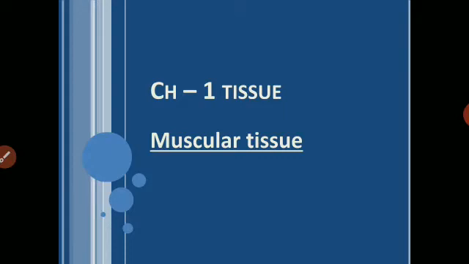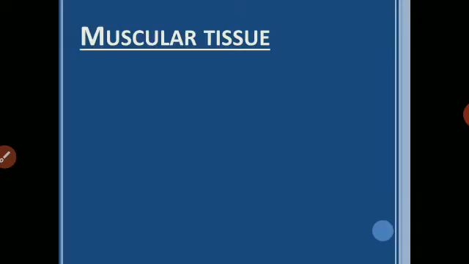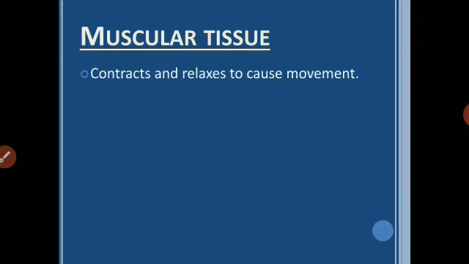We left muscular tissue in last class, isn't it? So today we will continue with muscular tissue. We know that they can contract and relax. That is their special characteristic. I told you in the last lesson. They can contract and relax, and because of that, they cause movement of different body organs, isn't it?